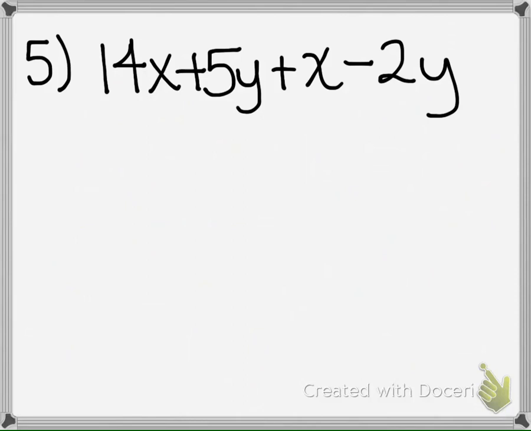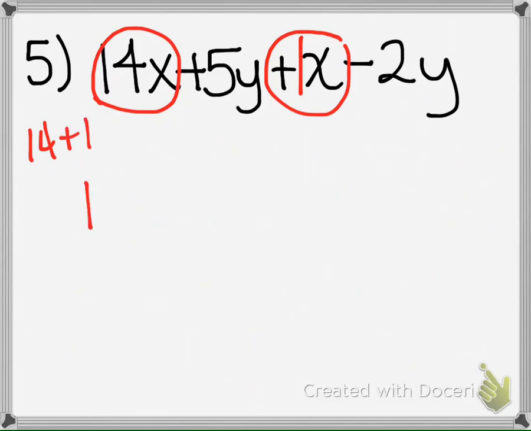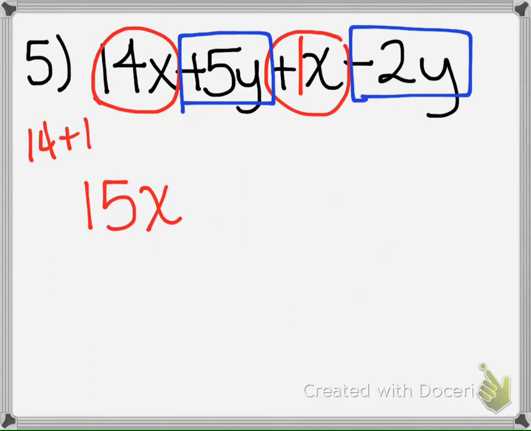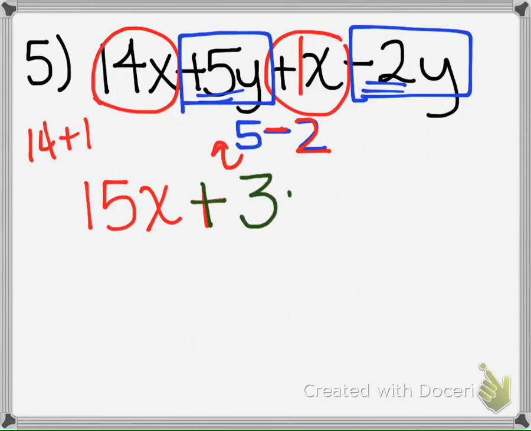Okay, here we have x's and we have y's. So we can put this 14x with this positive 1x because they both have x's. So 14 plus 1 is 15x. And then we could put the 5y, positive 5, with the negative 2y, and we could solve 5 minus 2. This one's positive 5, and this is a negative 2. So if we solve this, this is bigger, so we get positive. And they're different, so we subtract. So we get positive 3y.